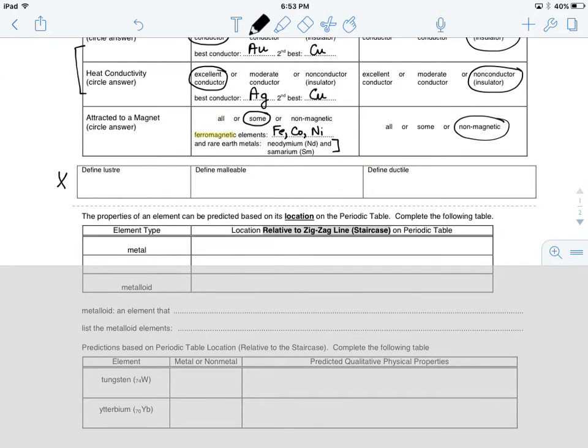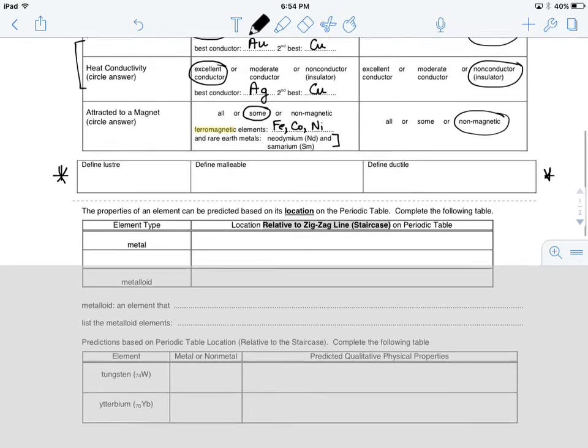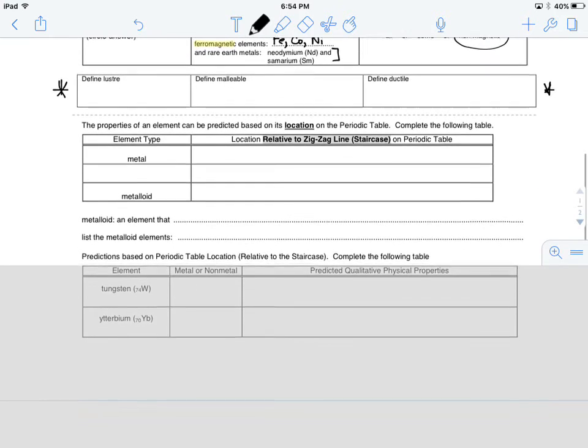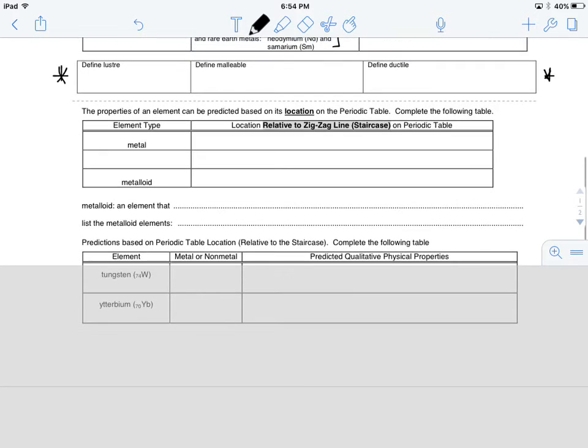All right, the next thing here is just a little bit of a refresher. I would like you to make sure that you define luster, malleability, and ductility. You may have to use your notes from Unit 1, or you can look back in this lesson. Perhaps you have a pretty good idea of what luster, malleability, and ductility are.